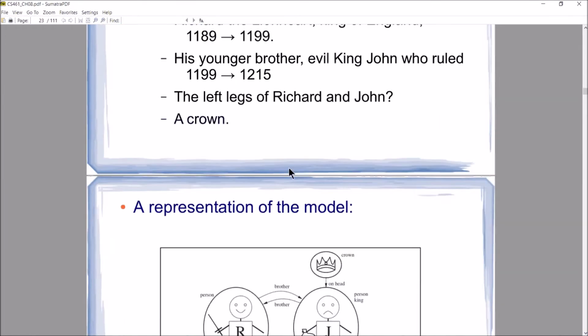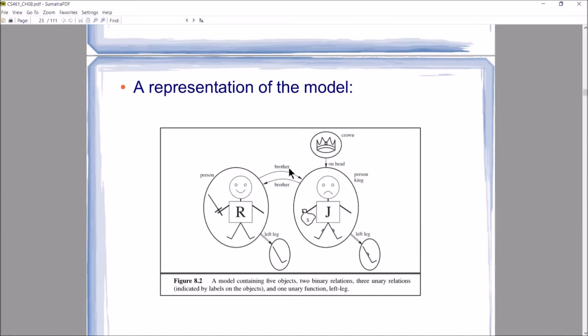Now here's this representation of the model that I was talking about, figure 8.2. So here we've got the objects laid out. We've got Richard, a constant symbol R representing Richard, J for John. There's a crown in this model. There's their legs. There's a relationship where they're both brothers. We can also say that they're persons. We can say someone's a king. Okay, so there are 5 objects here. There are 2 binary relations, and there are these 3 unary relations. And there's a unary function. We're going to go through all of these different things.